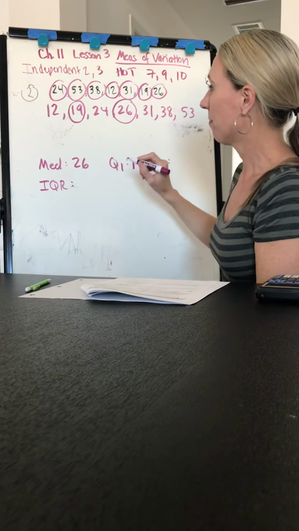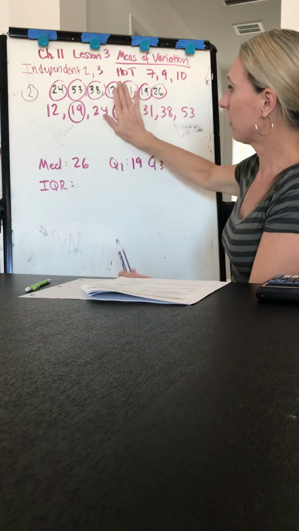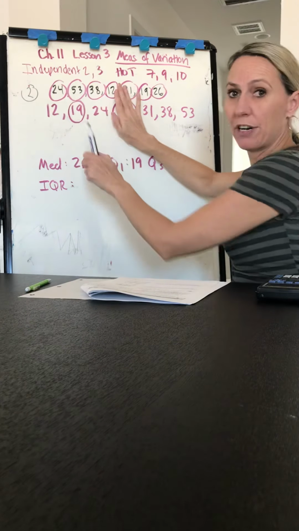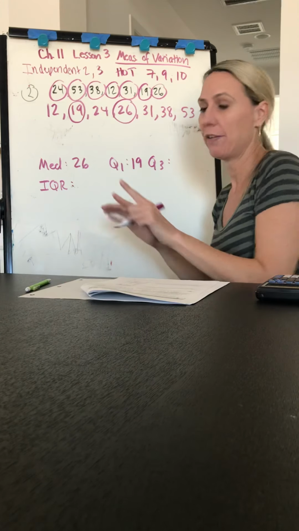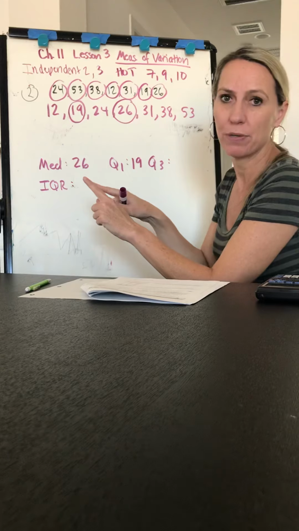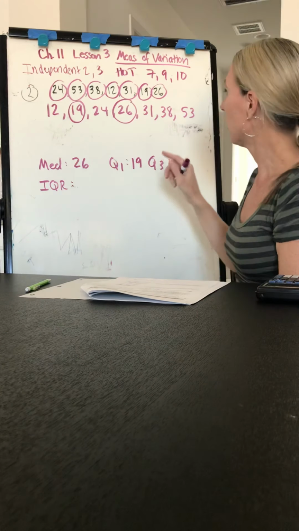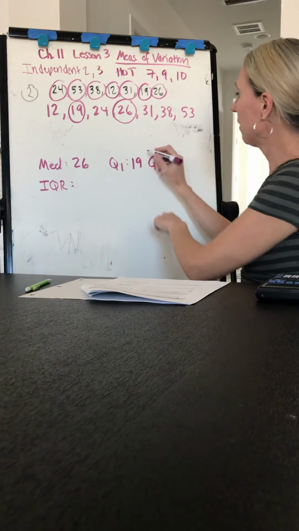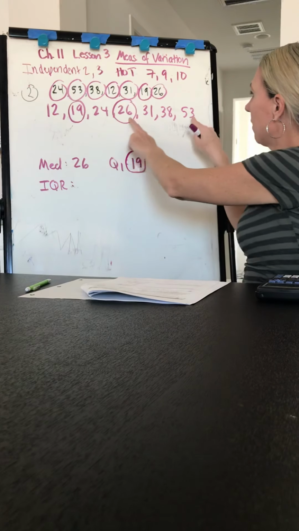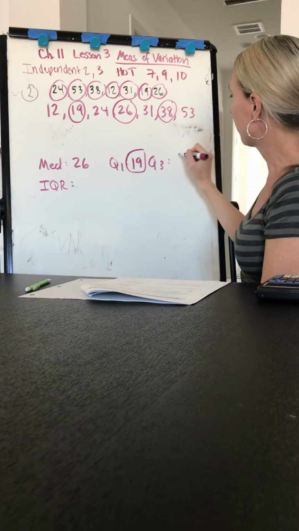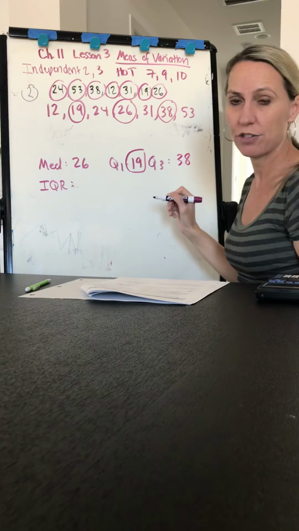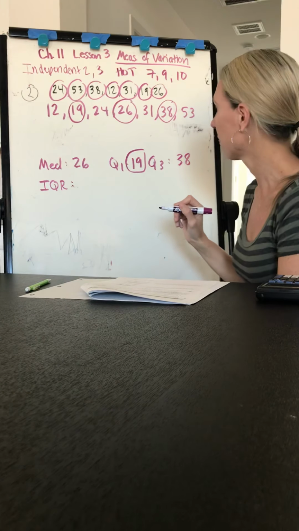Now, if you block this off and there's an even number and there's a tie, just like the regular median, you find the mean between those two: you add them up and divide by 2. So you go over here for quartile 3, you block that off, and this one works out perfectly. It's 38. Again, if there's a tie, you just find the mean between the two that tie.